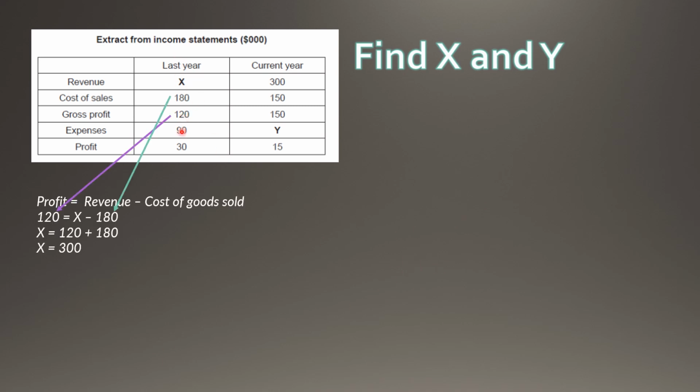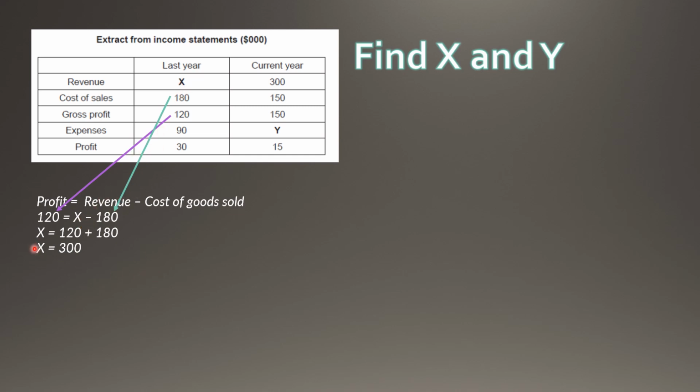Okay, let's take a look at the last year. This is where the x actually is. We do know that in order to get profit, we can take the revenue and subtract the cost of goods sold. So our profit we can extract from 120, which is in thousands, so we just extract 120, and the cost is actually 180. Revenue is of course x. This is revenue over here.